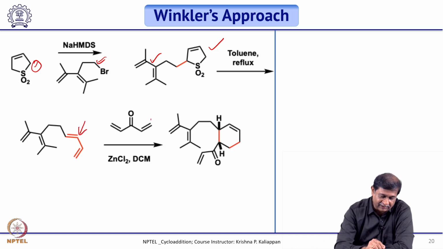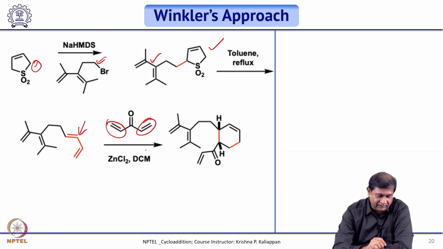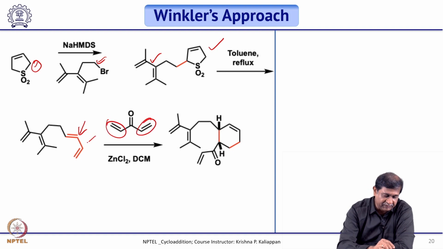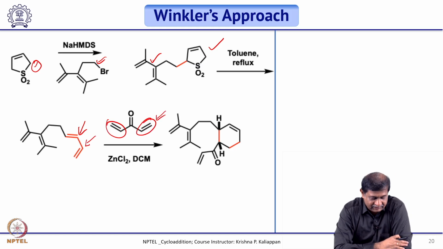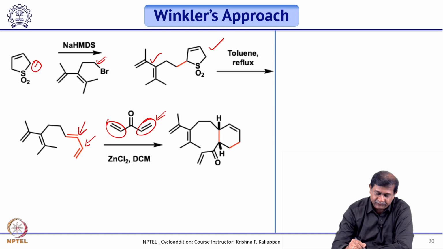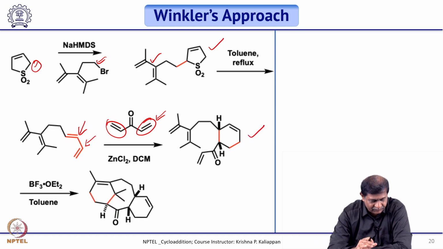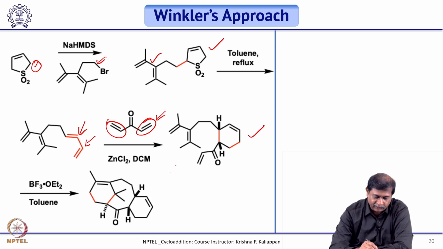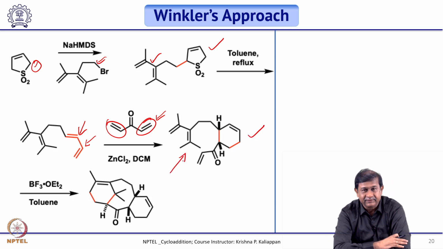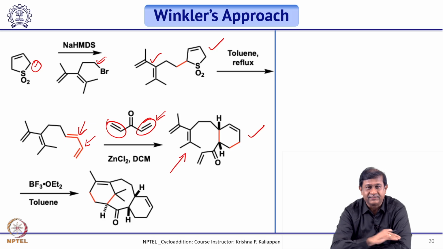Okay, you can see here there are 2 double bonds. Okay, and the first intramolecular Diels-Alder reaction took place between this diene and the double bond of this divinyl ketone to give this intermediate, and then he had to use a little stronger acid like BF3 etherate to close this ring using the intramolecular Diels-Alder reaction.